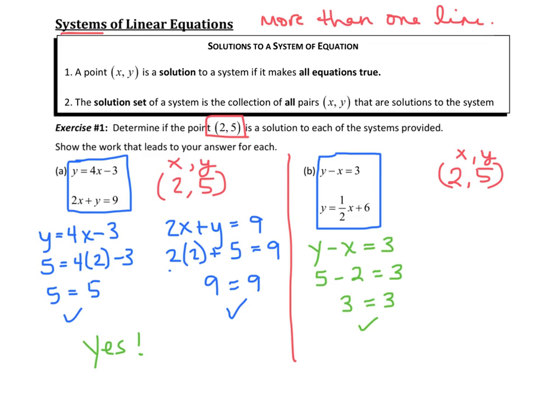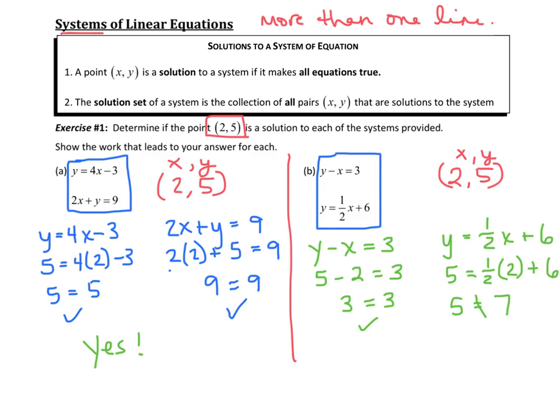All right, let's try the second equation. y equals 1/2 x plus 6. So 5, does that equal half of 2 plus 6? Well, half of 2 is 1, plus 6 is 7. And definitely 5 does not equal 7.